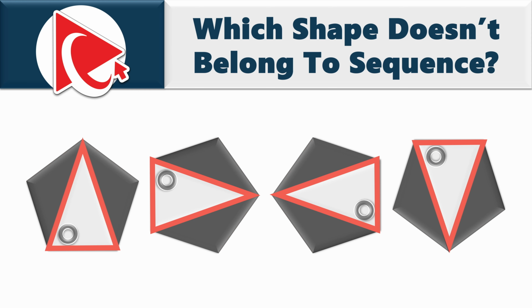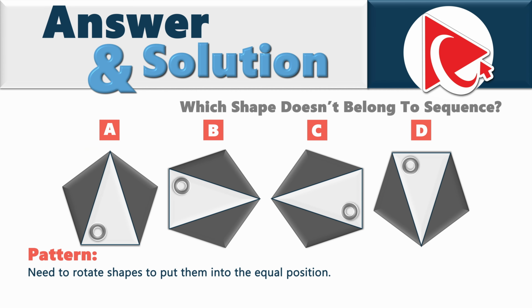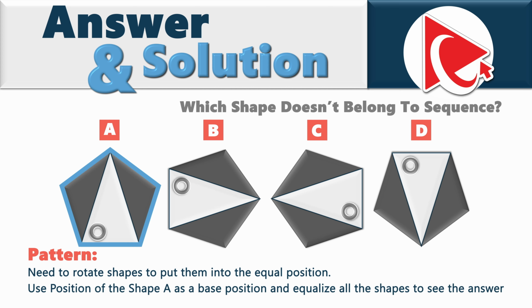And the solution here might be easier than you think. To solve it, you need to rotate the shapes to put them into the equal position. For example, we can use position of the shape A as a base position. And this will help us equalize all the shapes to see the difference and find the answer. We can keep shape A in the same position. All we need to do is to rotate shapes B, C, and D.